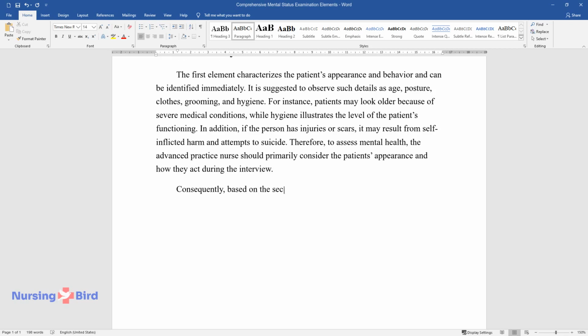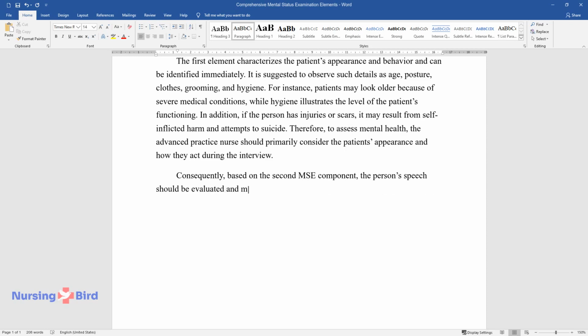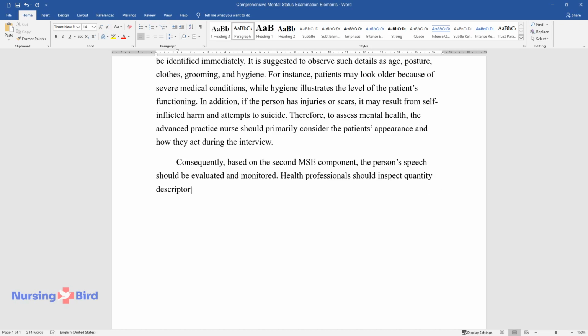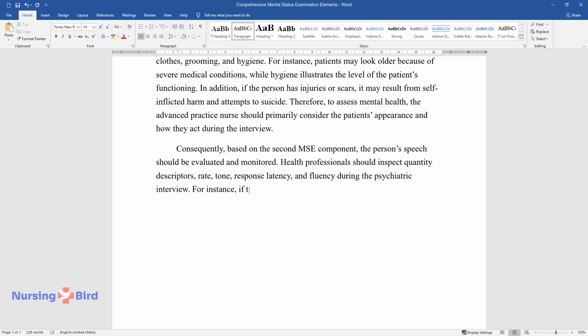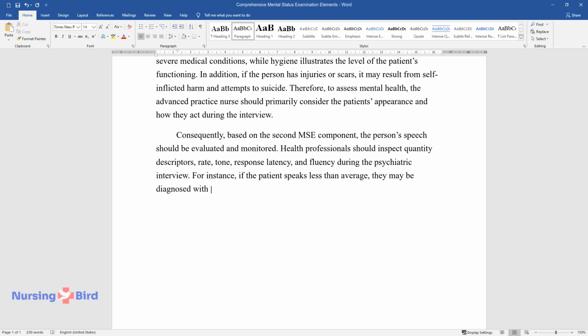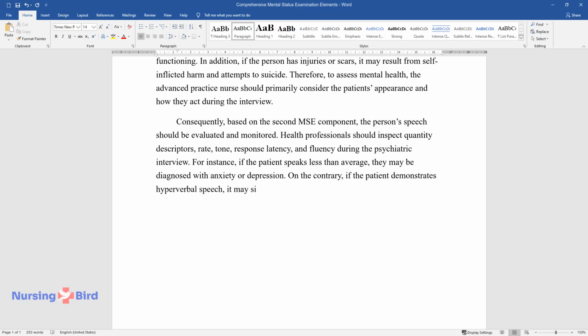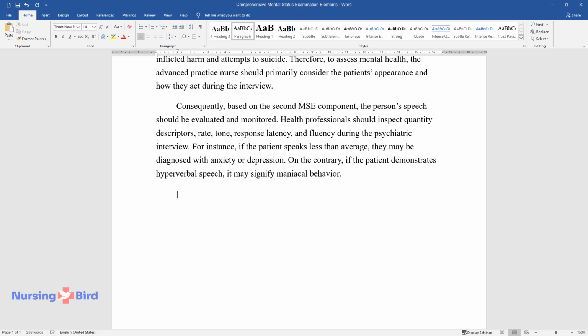Consequently, based on the second MSE component, the person's speech should be evaluated and monitored. Health professionals should inspect quantity descriptors, rate, tone, response latency, and fluency during the psychiatric interview. For instance, if the patient speaks less than average, they may be diagnosed with anxiety or depression. On the contrary, if the patient demonstrates hyperverbal speech, it may signify maniacal behavior.